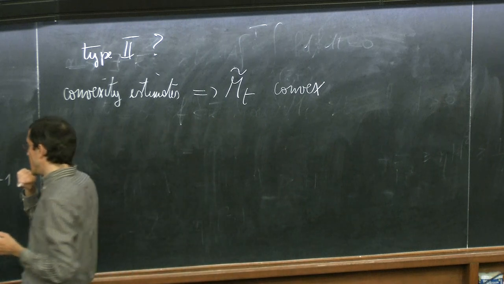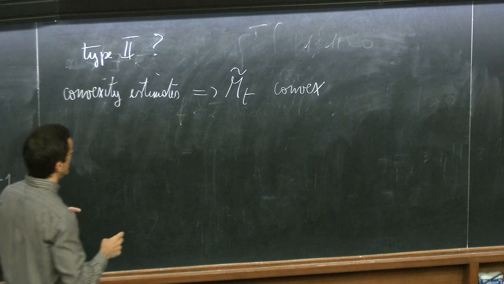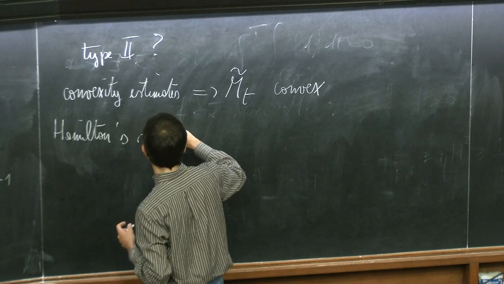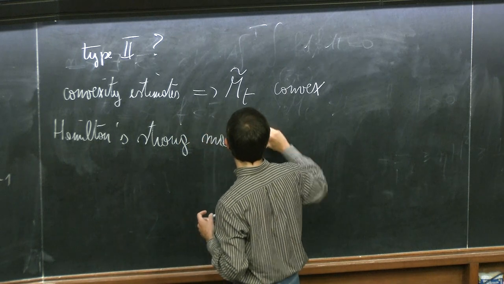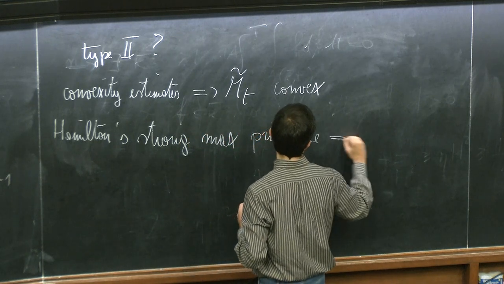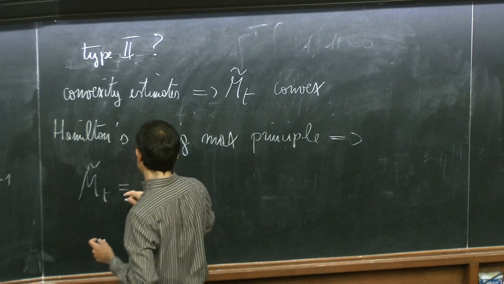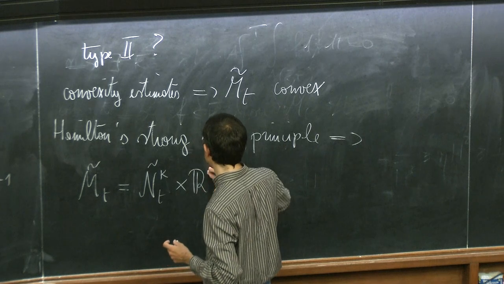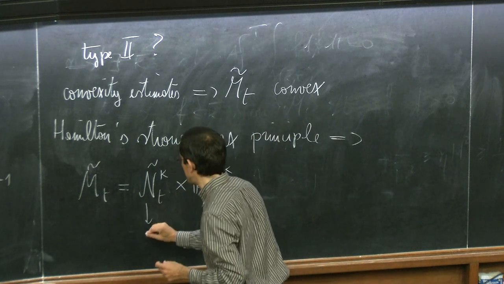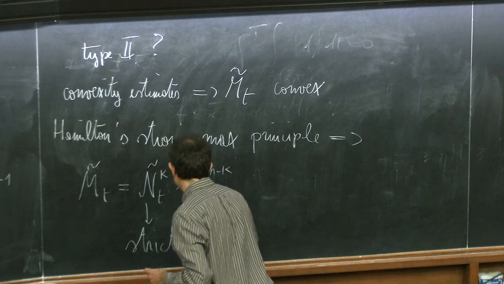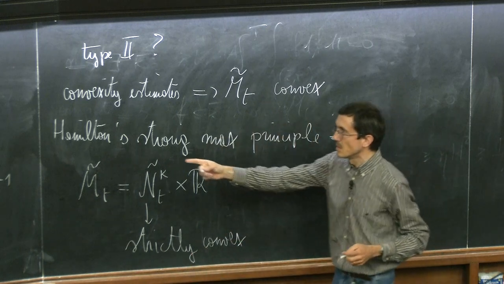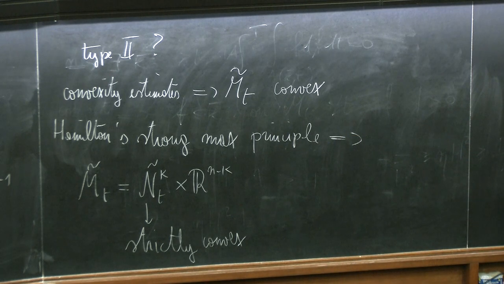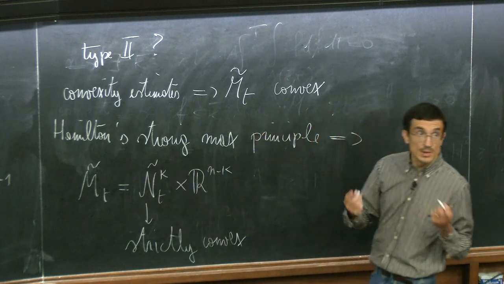of the tangent bundle. And this implies that there is a splitting. So Hamilton's strong maximum principle implies that M tilde_T can be written as the product of some N^k_t times R^(n-k) with this strictly convex. The typical example would be this strictly convex times a flat factor. So we have something strictly convex and eternal.